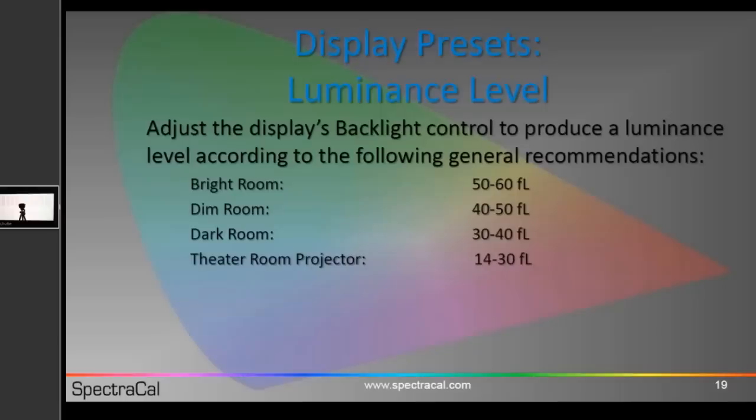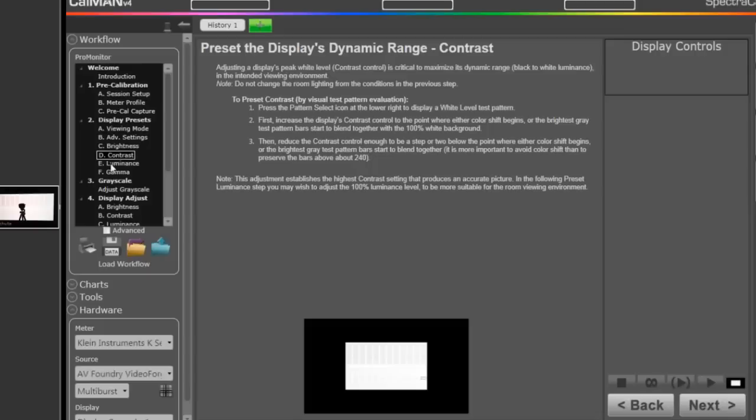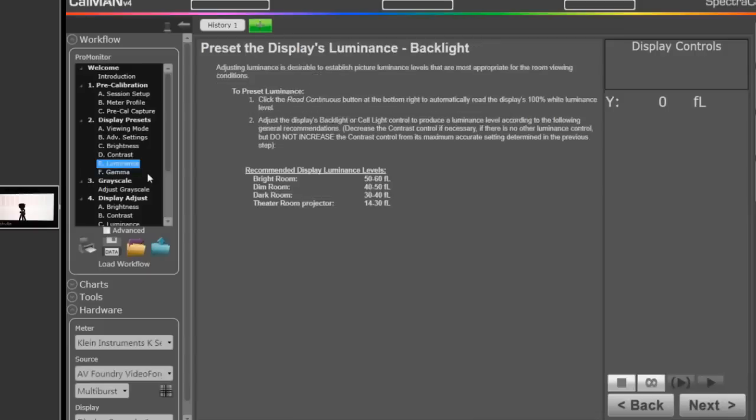In a bright room, we find that the luminance level we want is about 50 to 60 foot lamberts, whereas in a dark room it's down around 30 to 40 foot lamberts. And so we would select the particular level that we wish depending upon what the room illumination is. And then in the CalMAN software, in that next step, which is for setting that luminance, we're going to click the measurement button.